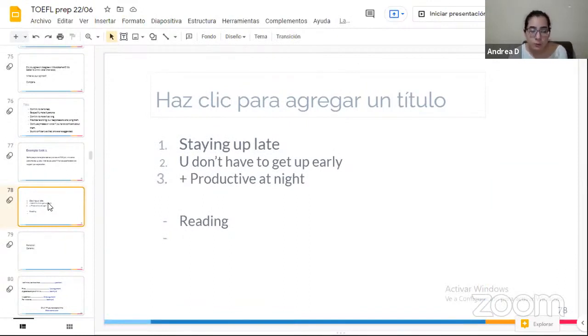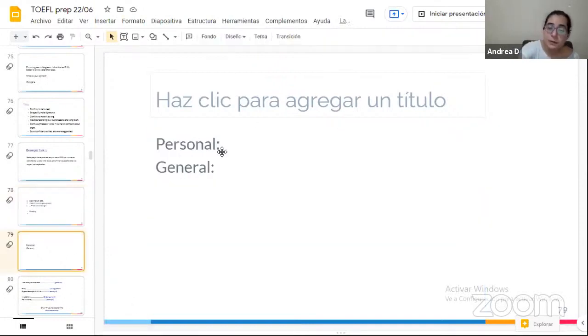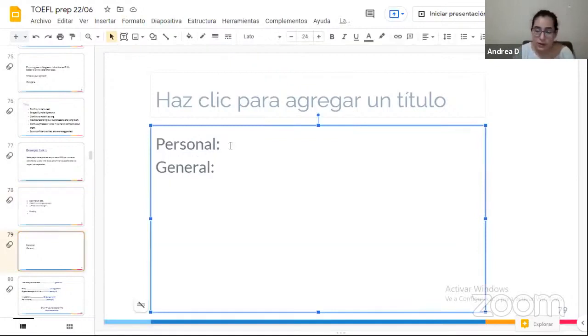If you keep your tenses simple, like in the simple present, right now I don't have classes in the morning. I don't have to get up early. So at night I can read this novel that I like so much. So it's all in the simple present, and it's a personal one. So you can do that.